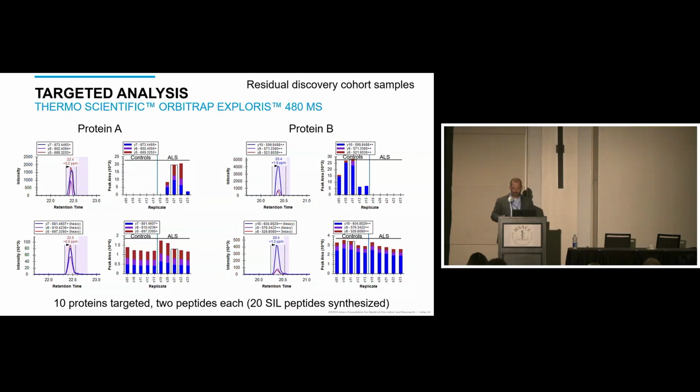So we developed a PRM assay for 10 total proteins, 2 peptide targets each. So we synthesized 20 total stable isotope-labeled peptides. Here are 2 representative proteins, called protein A and protein B. So we're seeing the trends that we expected to see based on the discovery data.